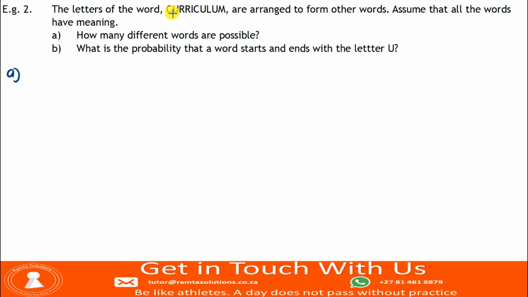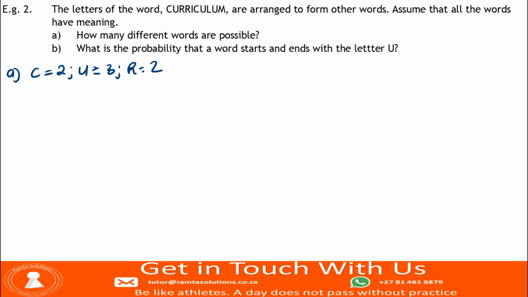The word curriculum, let me see, it's made of how many letters? 1, 2, 3, 4, 5, 6, 7, 8, 9, 10. It's made of 10 letters, and I see some letters repeating. How many letters are repeating? C, U, R. Okay, only 3. So let's see. C repeats twice. U repeats 3 times. And R repeats twice. Okay. This is 7. All right, perfect.